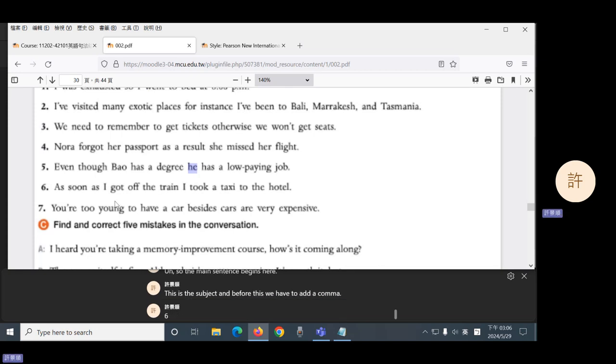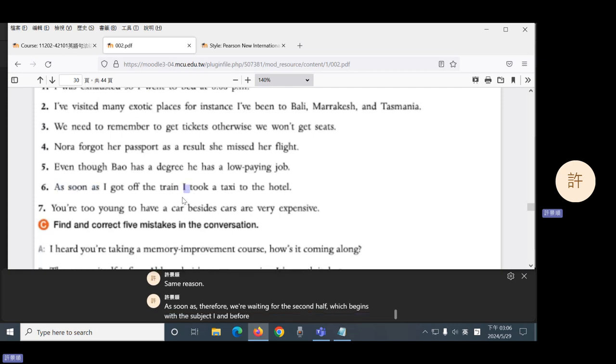Six, as soon as I got off the train, comma, I took a taxi to the hotel. Same reason, as soon as, therefore, we're waiting for the second half, which begins with the subject I, and before this, we add a comma.